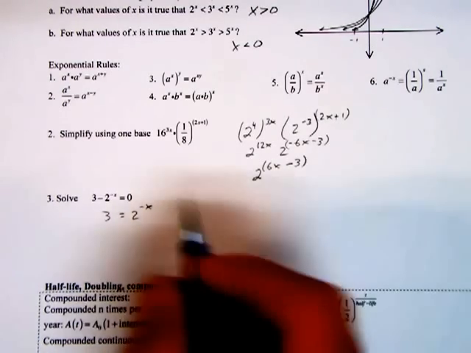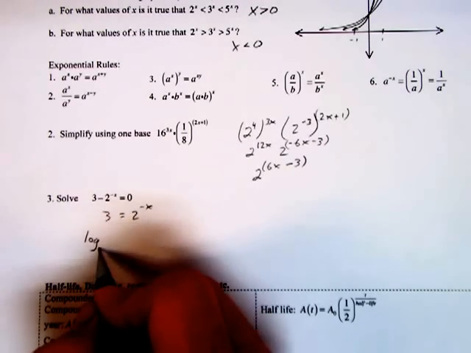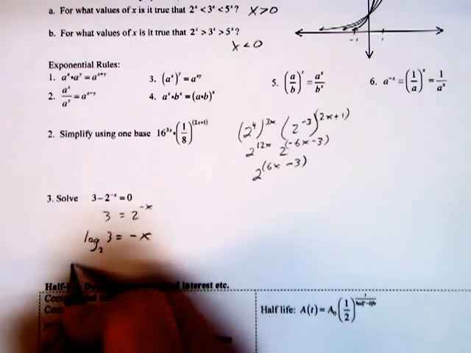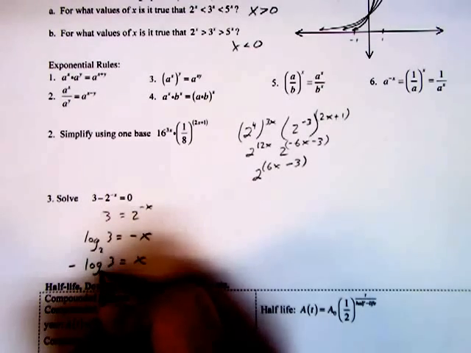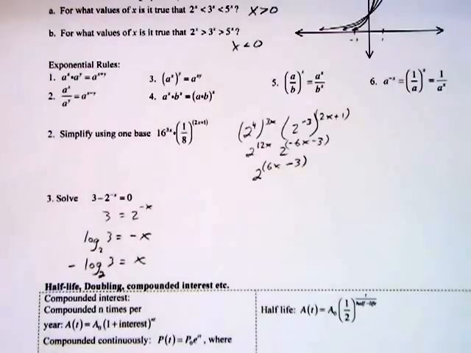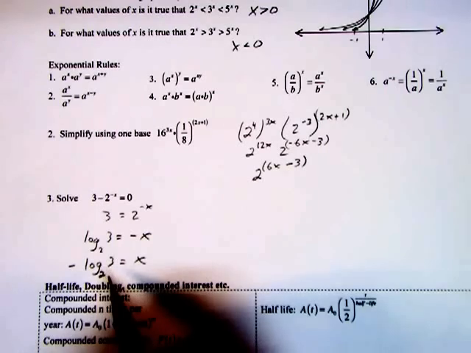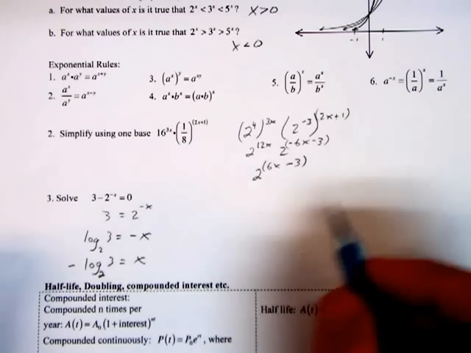Now it can be done a couple different ways. In this case, we could say log base 2 of 3 equals negative x. Or in other words, negative log base 2 of 3 equals x, which is fine. If we don't have to use a calculator, that's perfectly fine. When you're doing this, you have to be able to recognize when this log doesn't exist, though. We'll talk a little bit about that later.